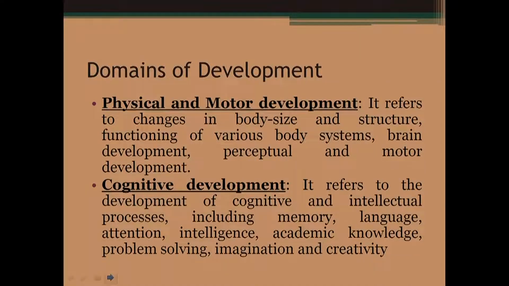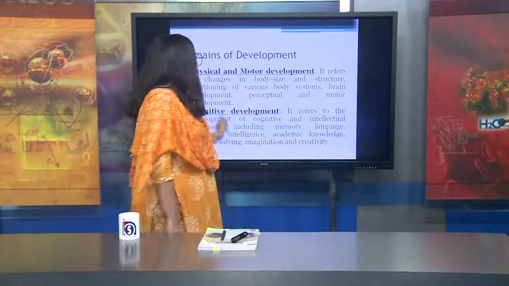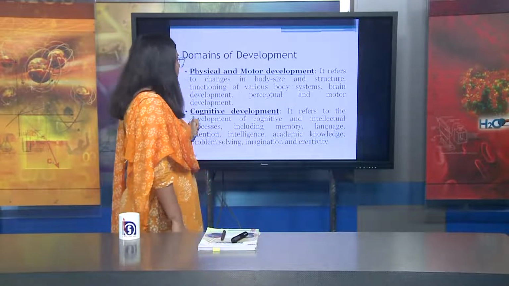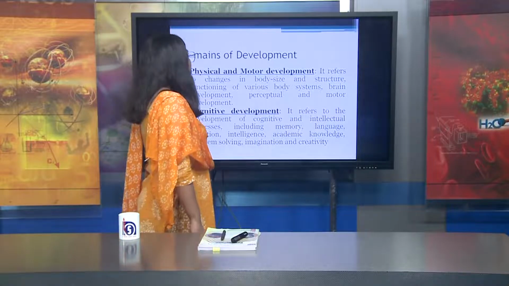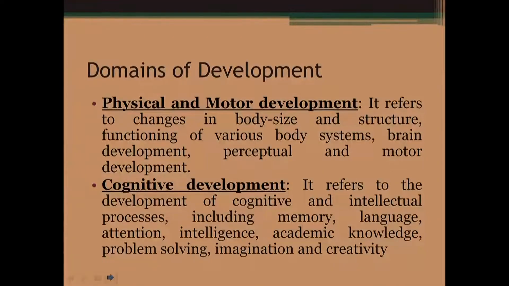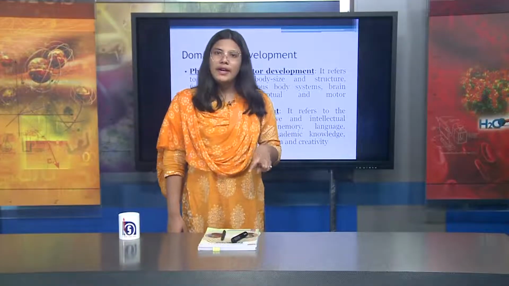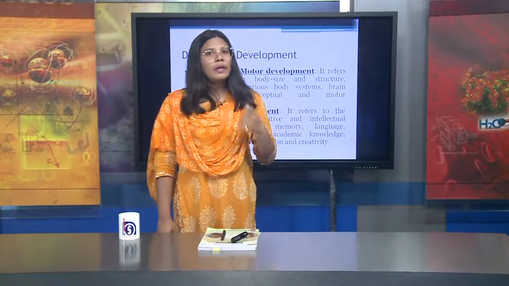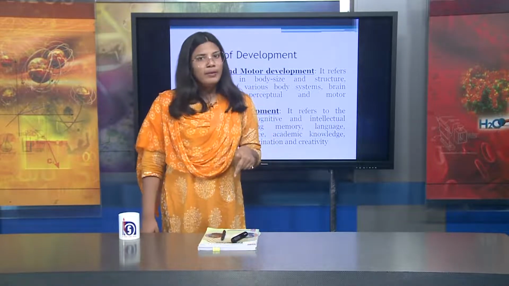Now we are going to discuss domains of development. First, we are going to discuss physical and motor development. So, it refers to changes in body size and structure, functioning of various body systems, brain development, perceptual and motor development. So, basically we are talking about the body size and structure when it comes to physical development. Motor development, as you know, I mentioned earlier, is divided into two parts, which are gross motor development and fine motor development.